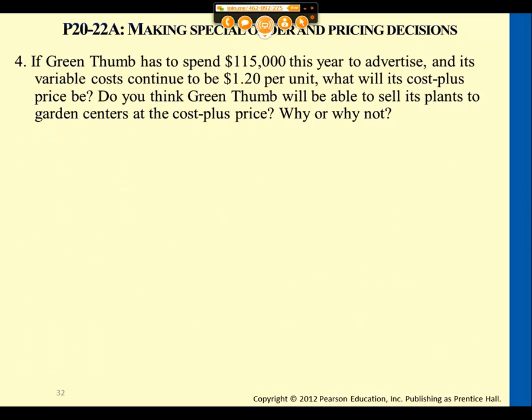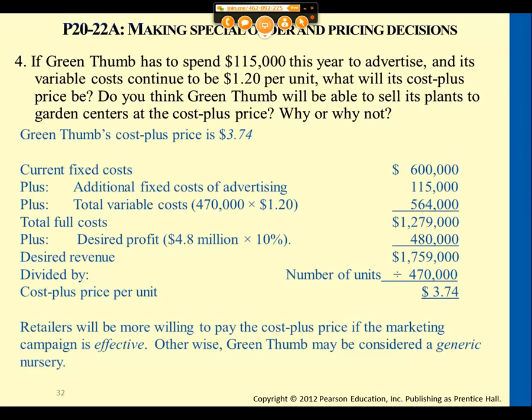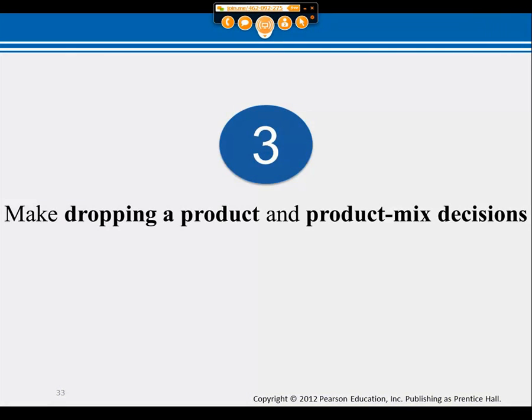Now, if it's 3.74, are they willing to pay or not? So our retailers, they will be willing to pay the cost plus price. The marketing campaign is indeed effective. Otherwise, just staying a generic nursery is good enough. All right. So we'll start with 3.